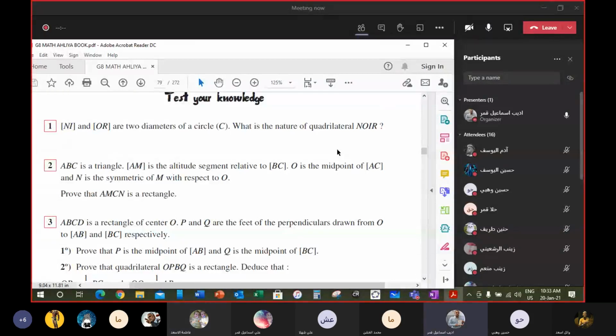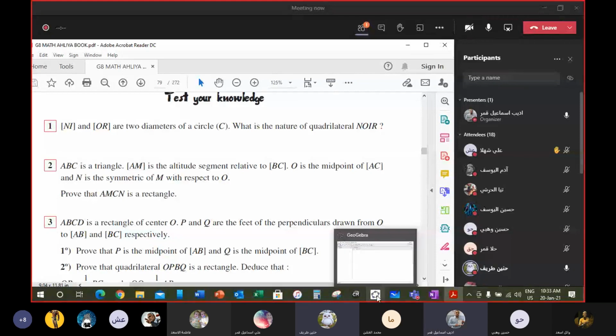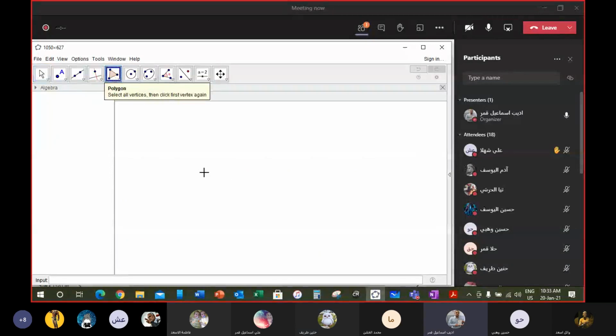Hanin, read exercise number 2. ABC is a triangle. AM is the altitude segment relative to BC. O is the midpoint of AC, and N is the symmetric of M with respect to O. Prove that AMCN is a rectangle. Okay, so we start by drawing a triangle.